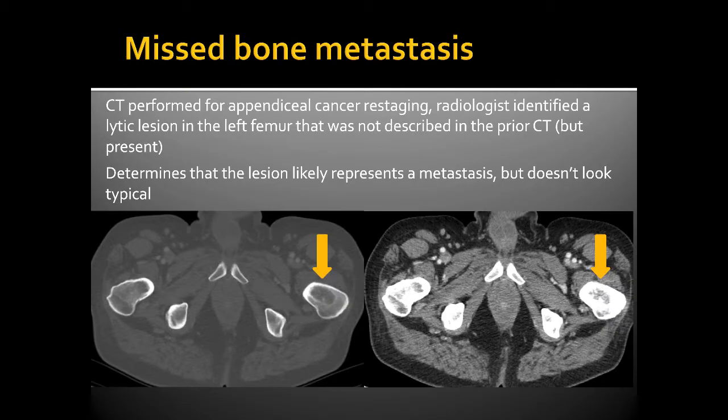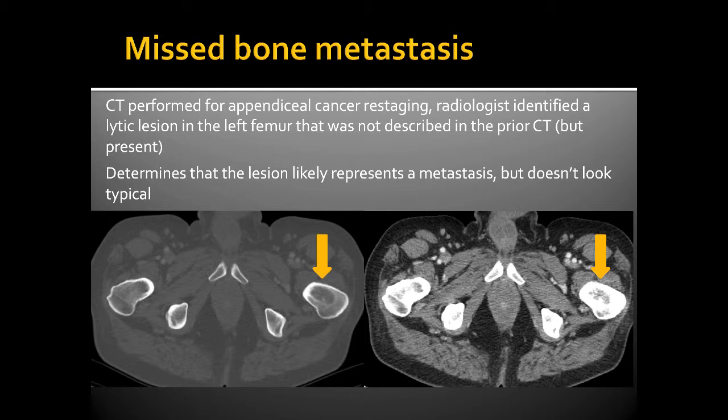This is a CT performed for appendiceal cancer restaging. The radiologist interpreting the CT identifies a lytic lesion in the left proximal femur that was not described in the prior CT report but was present. He determines that the lesion likely represents a metastasis, but he also notes that it doesn't look typical for a metastasis. He falls prey to blind spot bias.